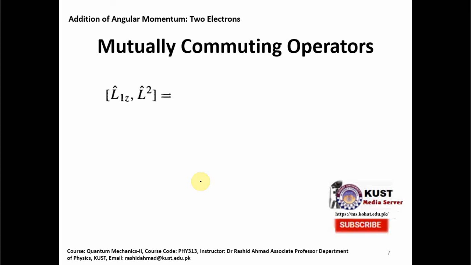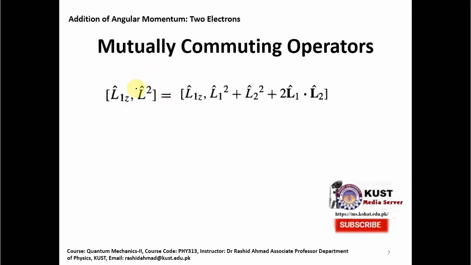So whenever we want to determine the mutually commuting operators, so that we can determine the good quantum numbers or state resolution, we would like to know the commutation relations of these operators. So let's see what the commutation relations of these operators are. For example, what would be the commutator of L1Z with L square? That should not be zero, because we have already said that L square does not commute with L1Z.